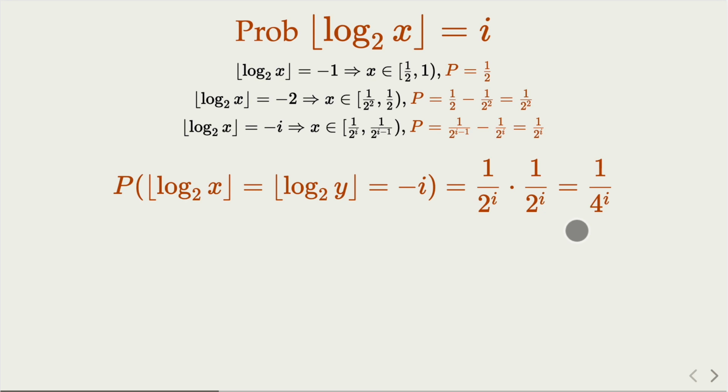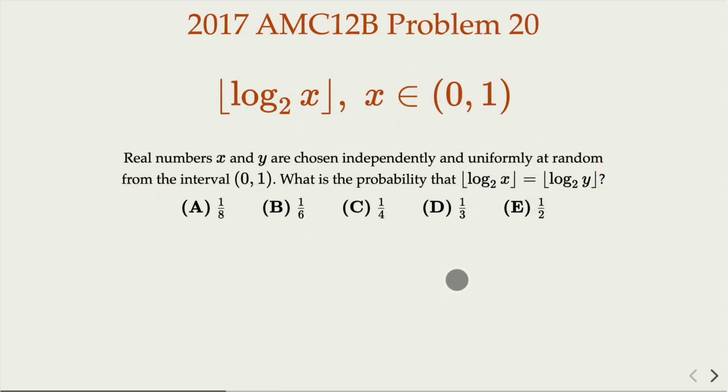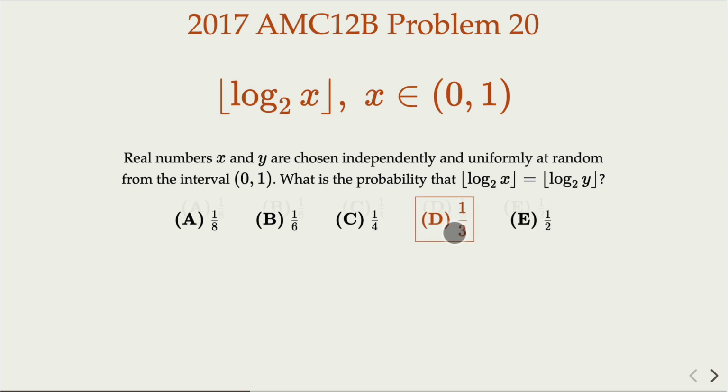As x varies in that interval, the actual floor function could be -1, -2, up to negative infinity, right? So what we need to do is sum up this probability over all possible values. That is a geometric sequence. Plugging into the summation formula, we get 1/4 over 3/4, that's 1/3. Indeed, that's the final answer. So the choice here is D.